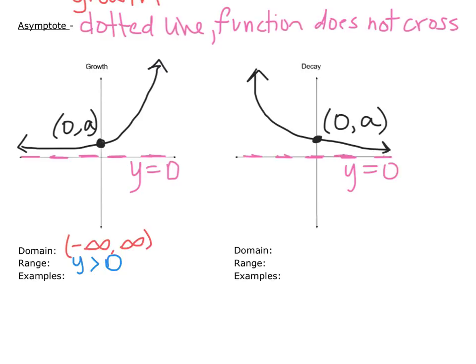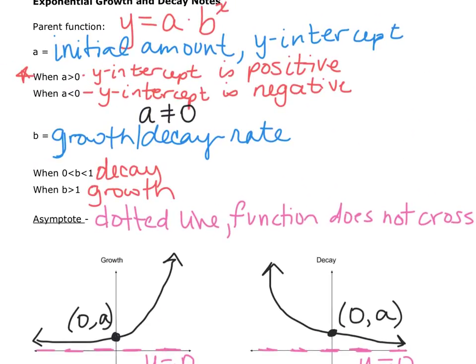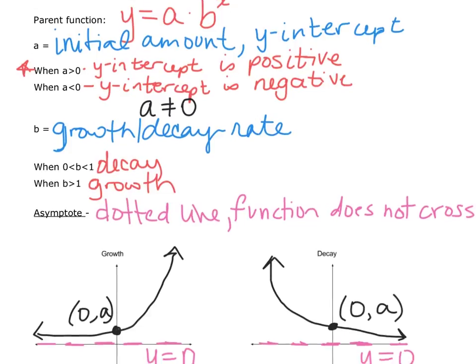All right. Now I want to do an example. So here, the first thing I want to see, like I said, our a values are going to be positive for the most part this week. So I'm going to go ahead and make this positive. And if this is growth, what do I know about that b value? Well, look at our notes. If it's growth, my b value is greater than 1, right?